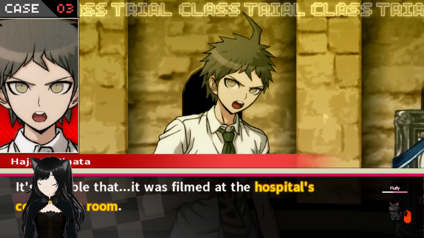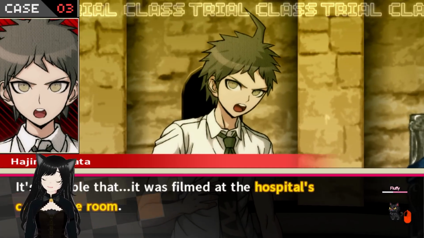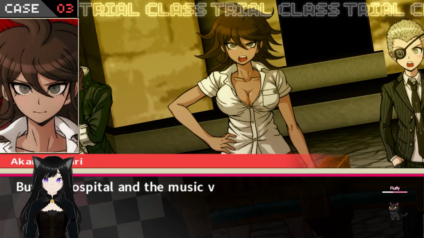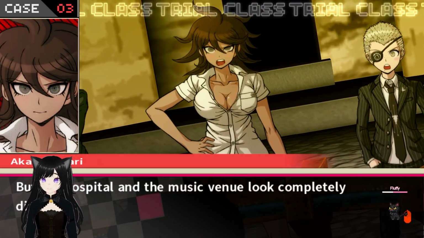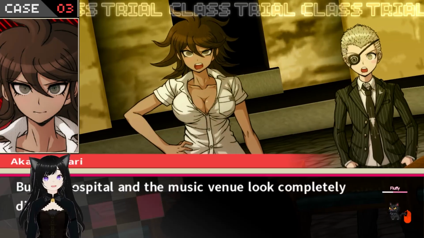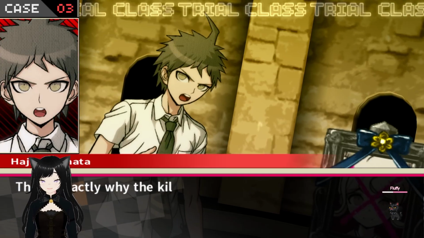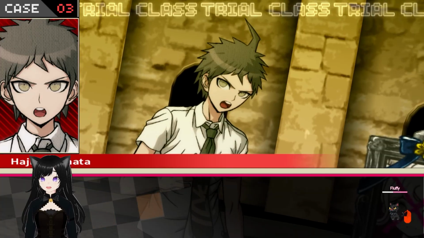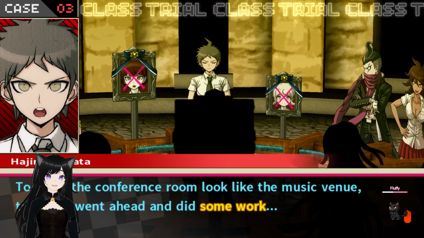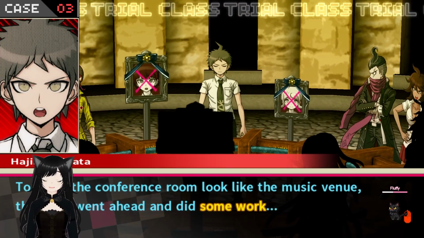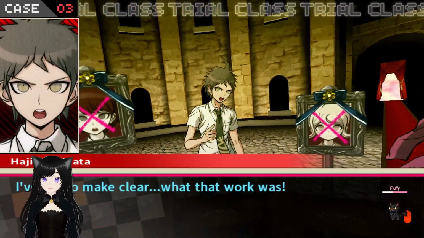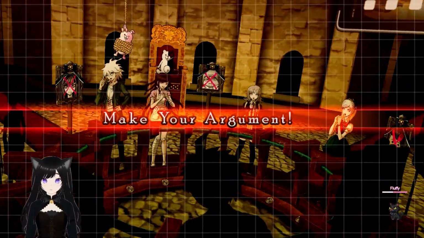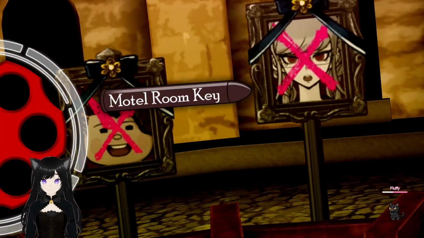Possible that it was filmed at the hospital's conference room. Exactly. Huh? Conference room? Right? But the hospital and the music venue look completely different. Not when you have the That's curtain up. exactly why the killer did something to make those two places resemble each other. Exactly. To make the conference room look like the music venue, the killer went ahead and did some work. You've got to make it clear what that work was. All right. What truth bullets do we have?